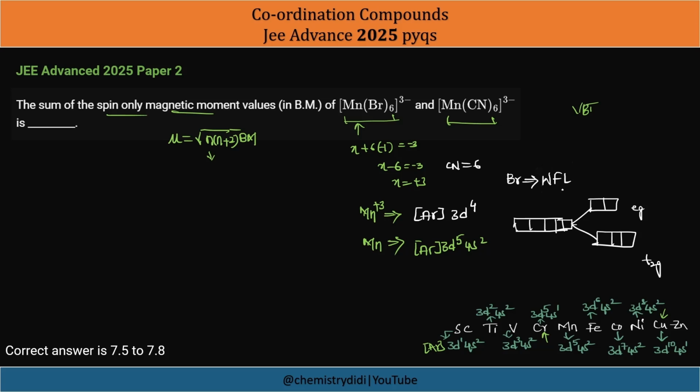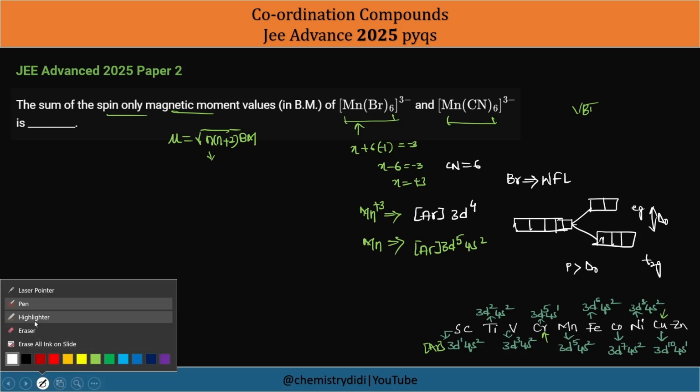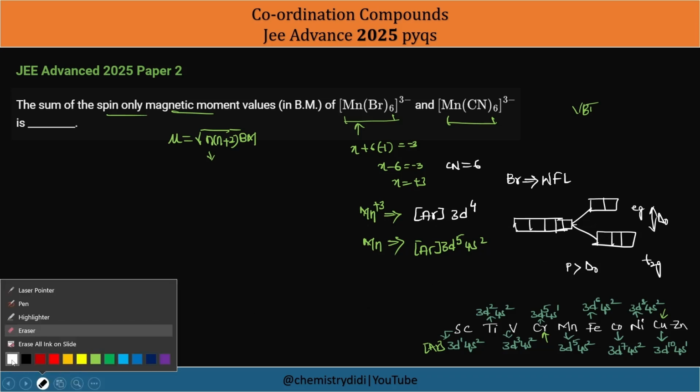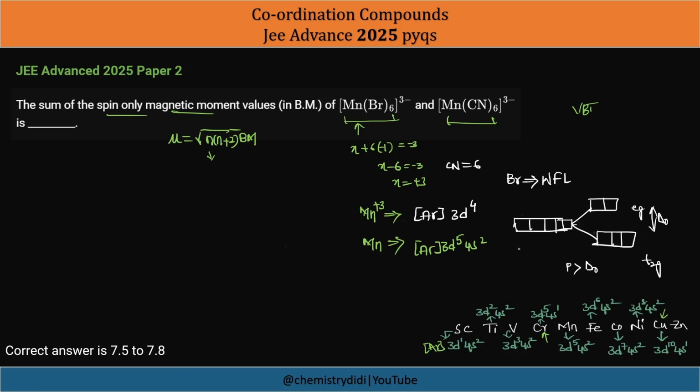As it is a weak field ligand, what happens? The energy gap is low, that we have discussed, right? So in this question also, if it is a weak field ligand, the energy gap will be less. So what happens? First we will try to fill each orbital with one electron in the t2g and eg, then pairing takes place. You can say here pairing energy is greater than delta naught. So that's why pairing won't take place directly. That is the thing that I wanted to mention.